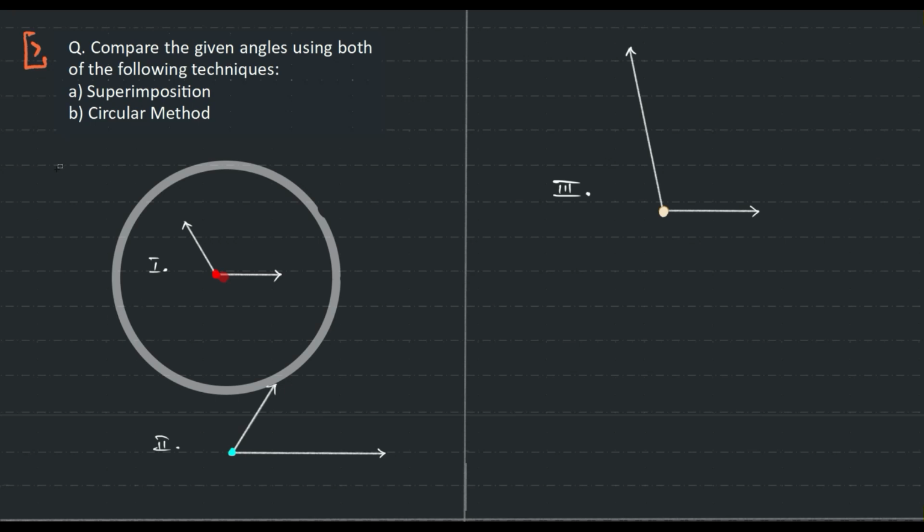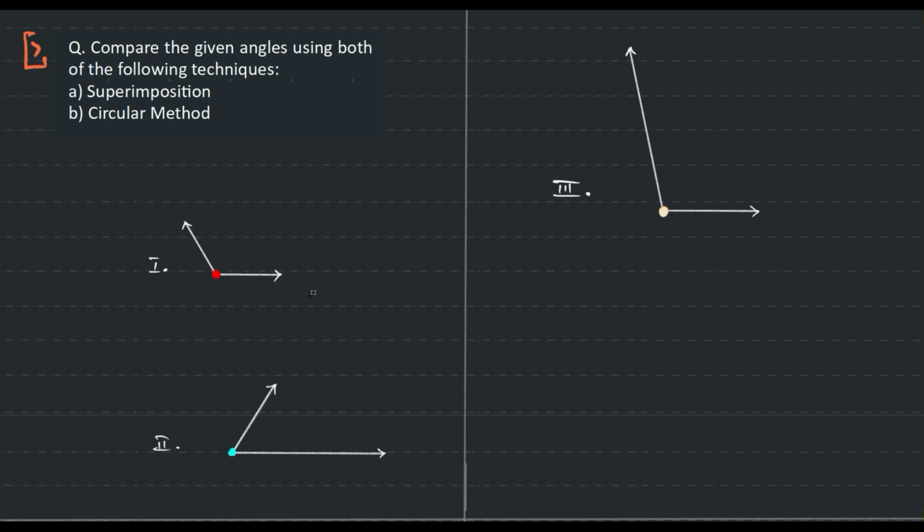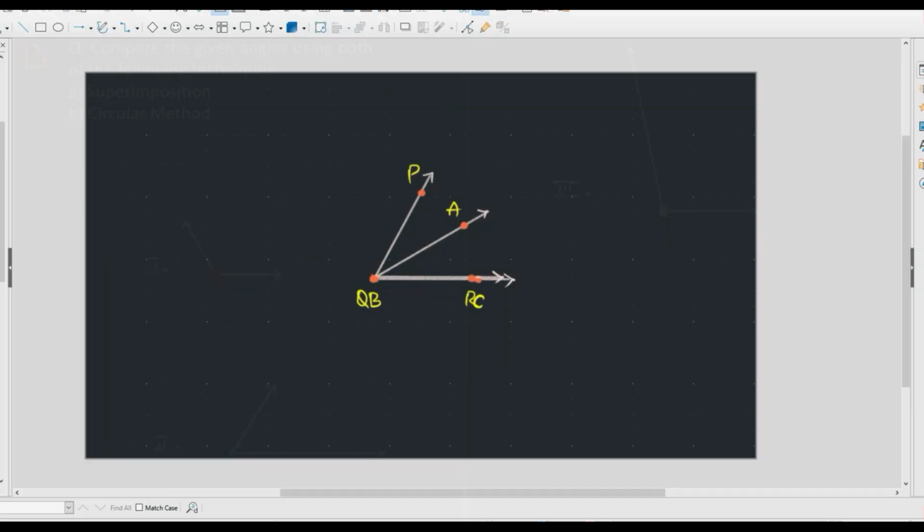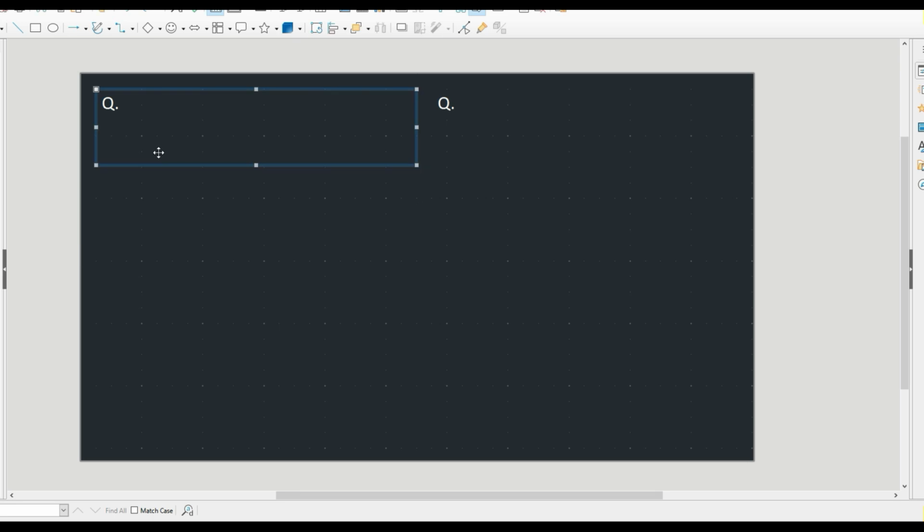So we have a task of comparing these three angles. We'll do it with both the methods. First is superimposition. So for that, I have to make use of this actually. We'll go here. It's convenient to do it here.